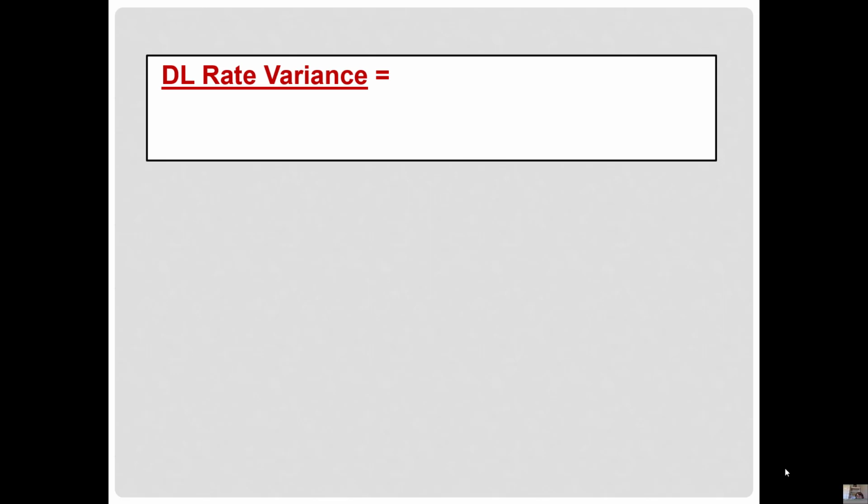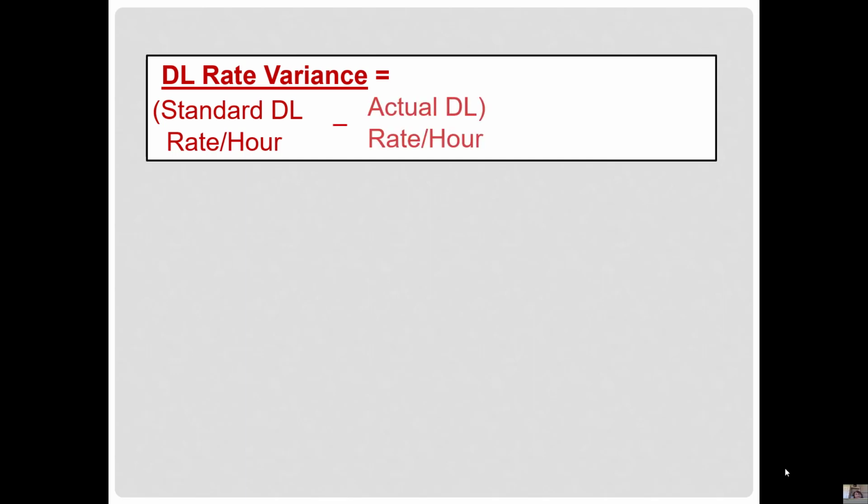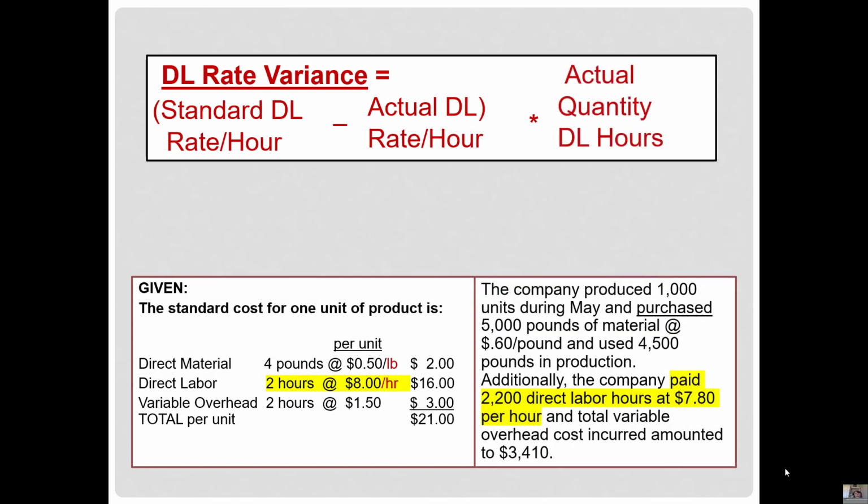Now let's look at our labor variances. We'll start with the direct labor rate variance, and you'll note that this is computed almost identical to the direct material price variance. In parentheses, we'll take our standard direct labor rate per hour minus the actual direct labor rate per hour, and we'll multiply by the actual quantity of hours. Now you see here the information about labor. We should have used 2 hours for each unit. We should have paid $8 per hour. We did pay 2,200 direct labor hours at $7.80 per hour.